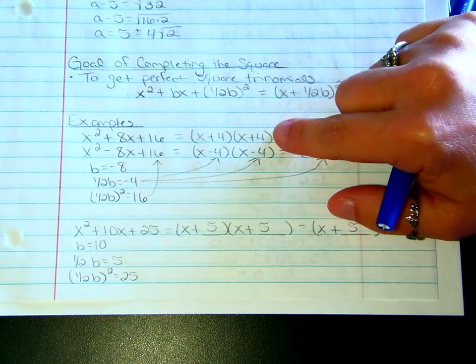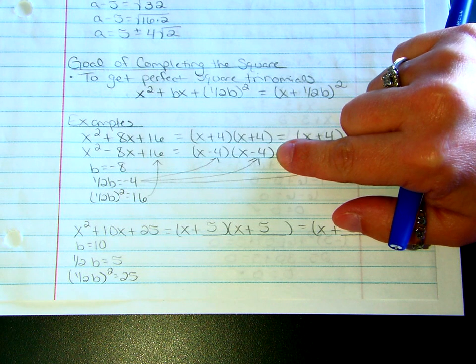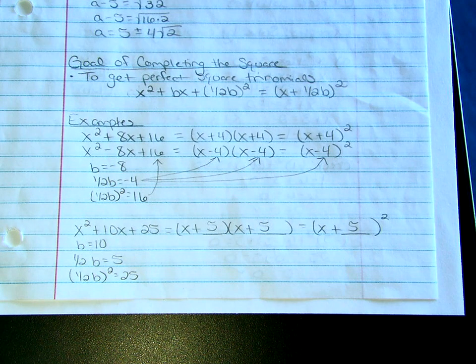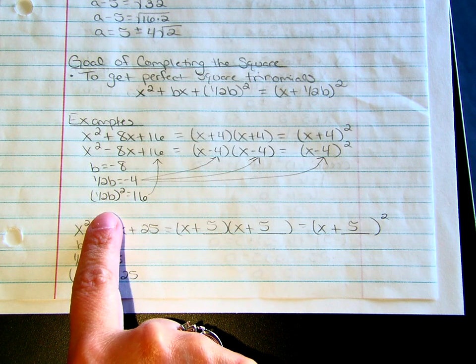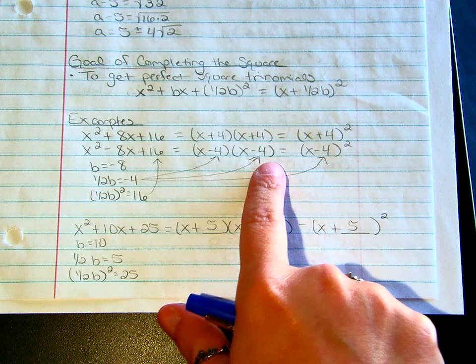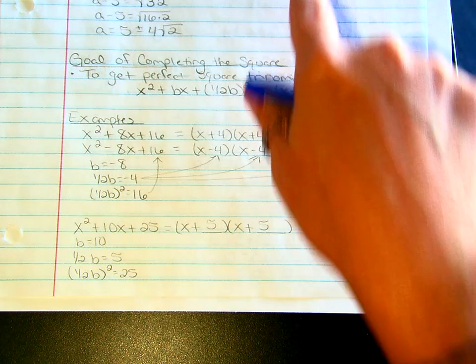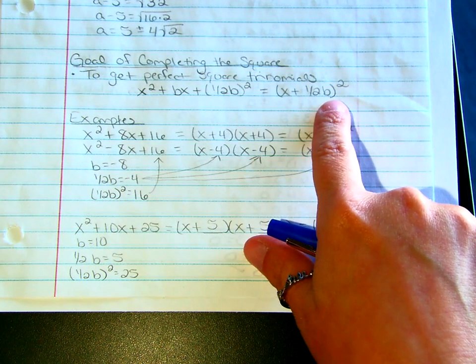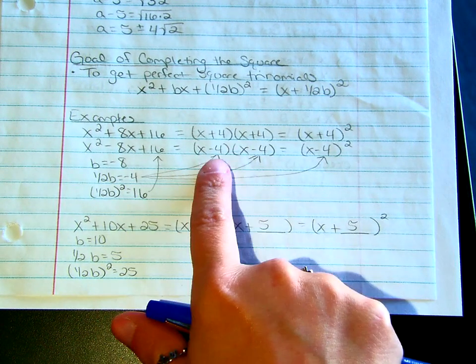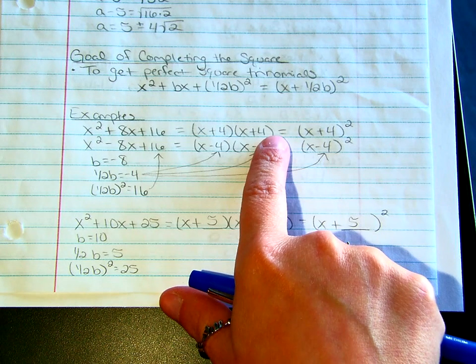The top one factors into x plus 4 times x plus 4, and the bottom one factors into x minus 4, x minus 4. These are already given in the nice format. I simply show you this so that you can see that the b and the 1/2 b squared do work. And if you get a perfect square trinomial here, the factoring becomes really easy as well, because the factoring will always be the x plus 1/2 b. So if the 1/2 b is negative, then it's negative here. If the 1/2 b is positive, then it's positive here. So you don't have to worry about any of that stuff.